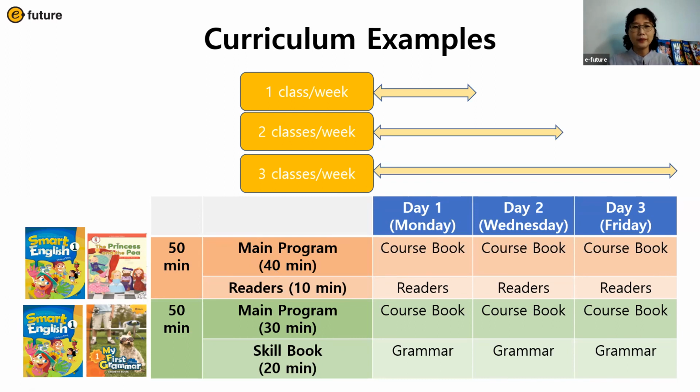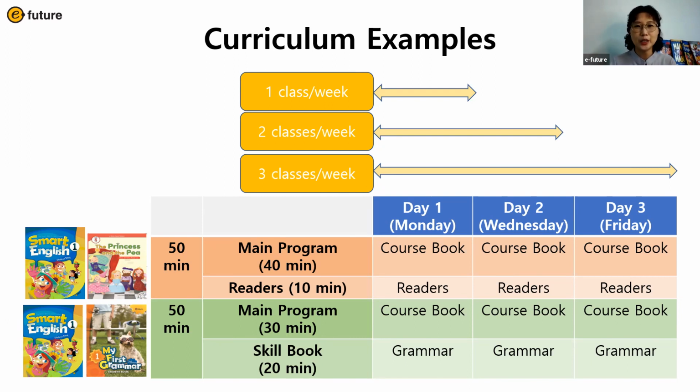Or if you want to do a skill book together with your main course book, then maybe you can divide your class time into 30 minutes and 20 minutes. So you can do the main program for 30 minutes and grammar for 20 minutes. So divide your class time into maybe 2 parts and then do the main program and a supplementary program. In that way, even if you are teaching only 1 class per week, you can have more than 1 book. Is this clear?